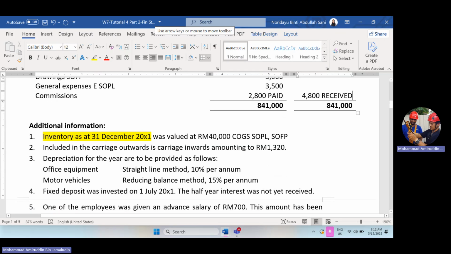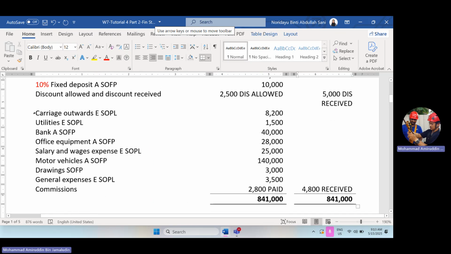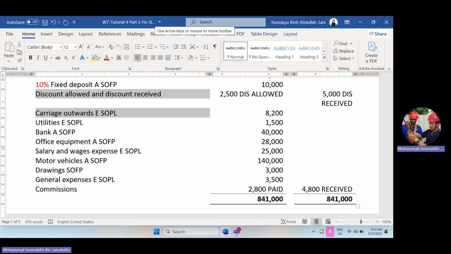So just now, firstly, the closing inventory. This one we charge to COGS for your SOPL as well as your SOFP preparation. Included in the carriage outwards is carriage inwards amounting to 1320. Where is our carriage outwards? This one. So we have here carriage outwards.